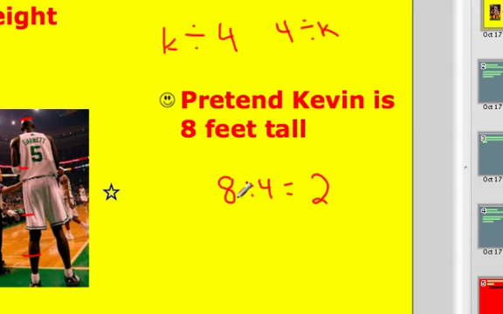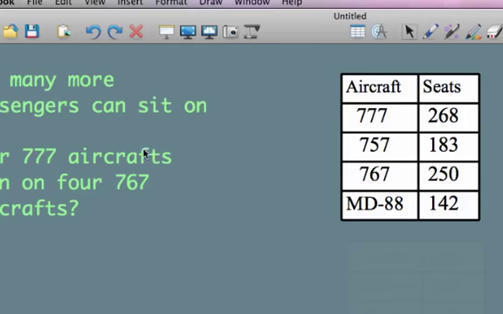And then I tell them to look back and say, all right, he's not really 8 feet tall. He's k feet tall, because this might not have been the Kevin we were talking about. It might have been a different Kevin. And so we replace 8 with k, but we're still going to be dividing, and the constant is still 4. That's an example of using analogous numbers, so using the number 8 and then turning that into k.